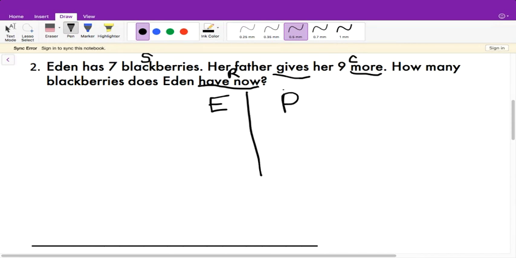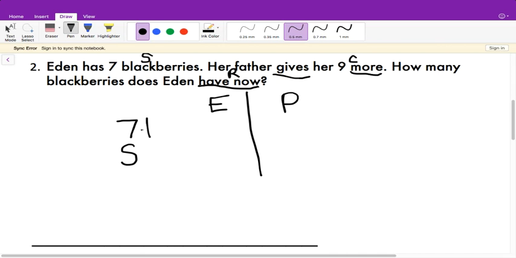Using the information from the story problem, I know that at the start of the story, Eden has 7 blackberries. So I'm going to write 7 for the start. And her father's giving her more, which is the change. So is this addition or subtraction?